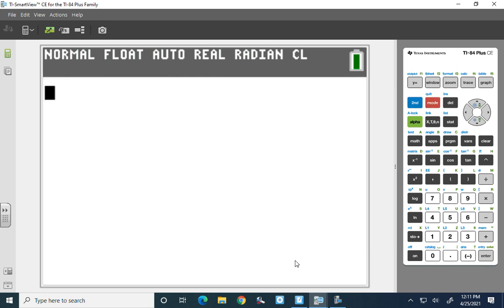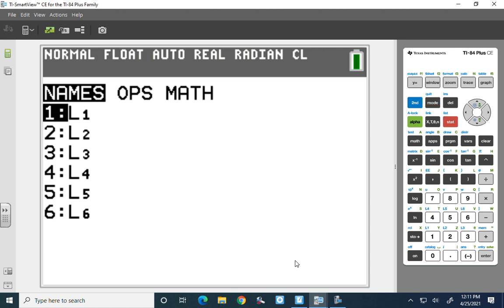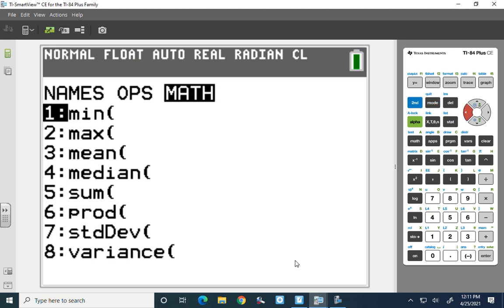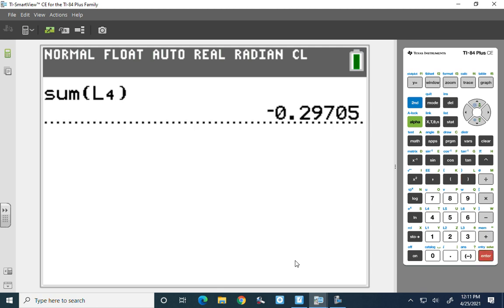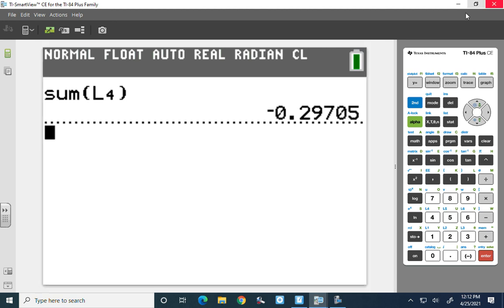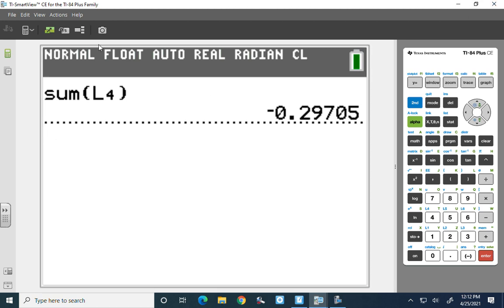So over on my home screen, I can tell it to sum this up. I go under my list menu, second list, go over to math. Option 5 there is to sum, and I've dumped in the numbers that I want to sum up in list 4. And press enter, we get a negative 0.29705. Negative 0.29705. Actually, I'm going to grab a picture of that.